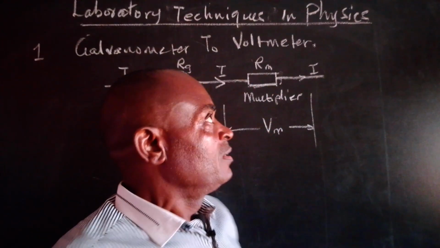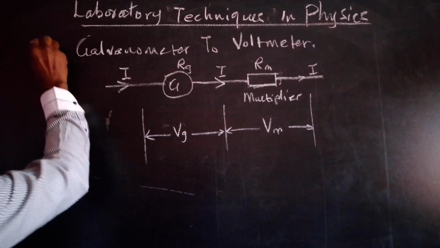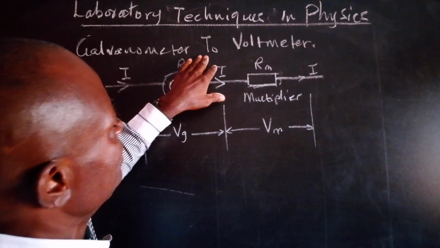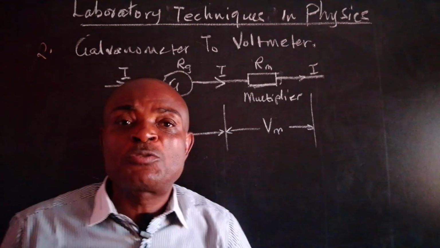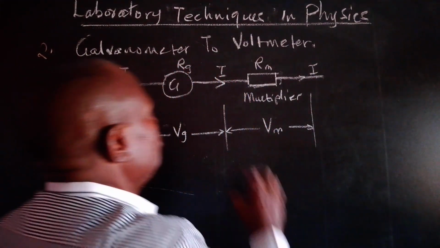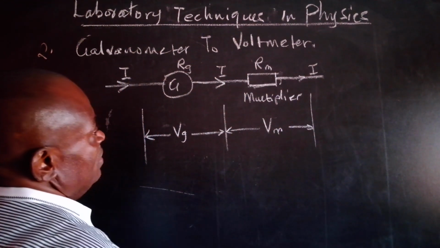All right. The second technique we are going to learn. The second technique that we want to learn is converting a galvanometer to be used as a voltmeter in our laboratory. Okay, so the circuit is as simple as you can have it.